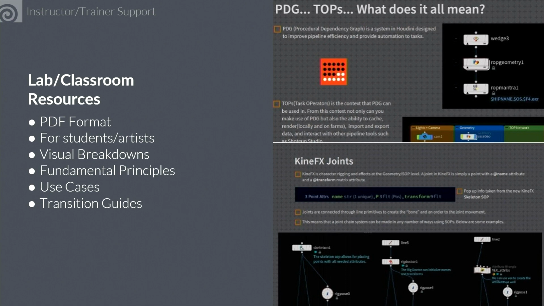So in this case here, we have lab and classroom resources, and the idea with these is to be a teaching aid in your classroom, something that you could give to students to keep, for them to be able to reference when maybe they come across an issue on their own and they're working in a project. Here's just a couple of examples of that, something like working in PDG, trying to make some sort of workflow in there, something that they can look at and you can look at as you're developing your course or as they're maybe working on something that they're trying to set up. And same thing with something like KineFX.